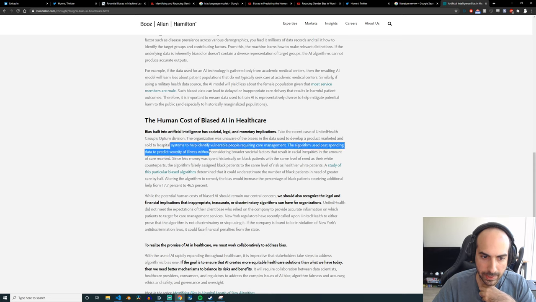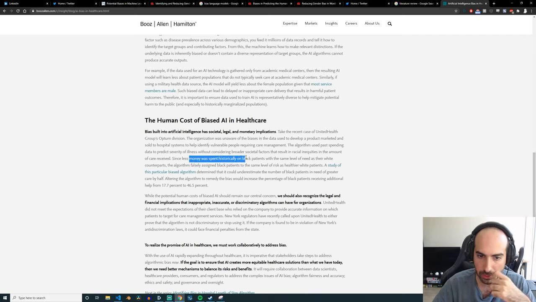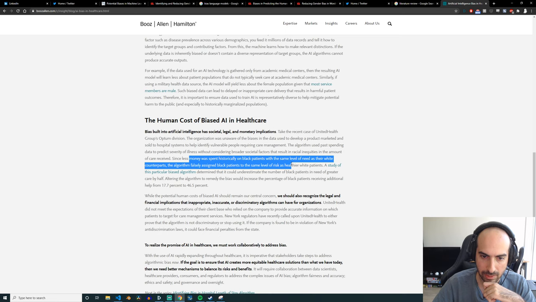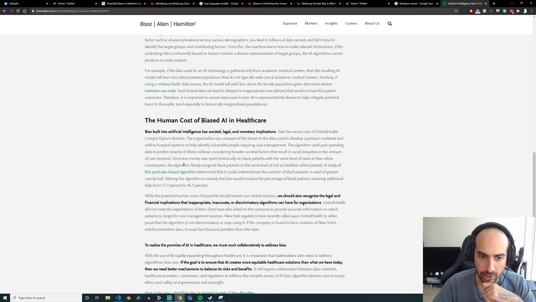It used past spending data to predict severity of illness without considering broader societal factors that result in racial inequalities in the amount of care received. Since less money was spent historically on black patients with the same level of need as their white counterparts, the algorithm falsely assigned black patients to the same level of risk as healthier white patients.